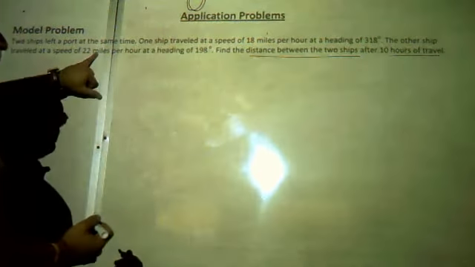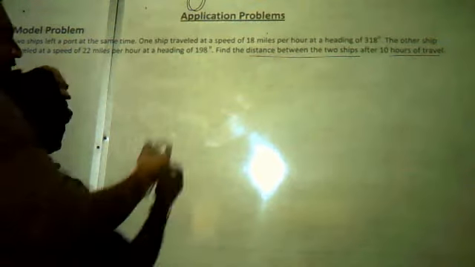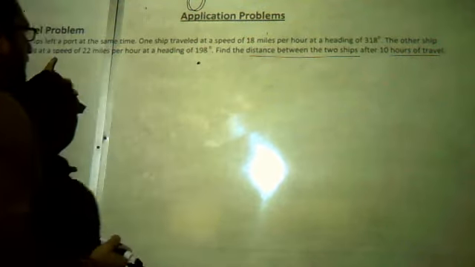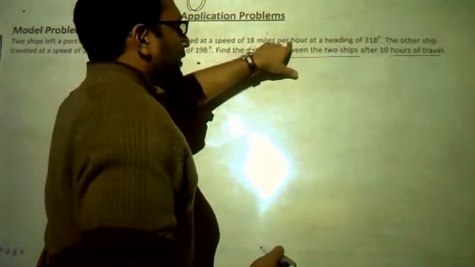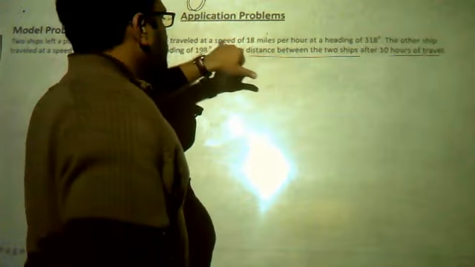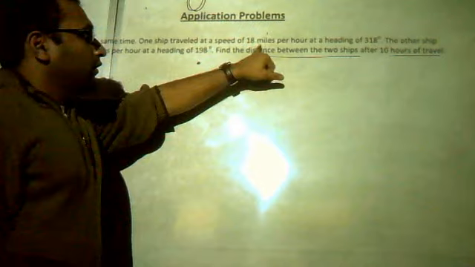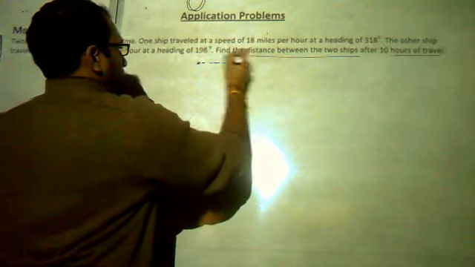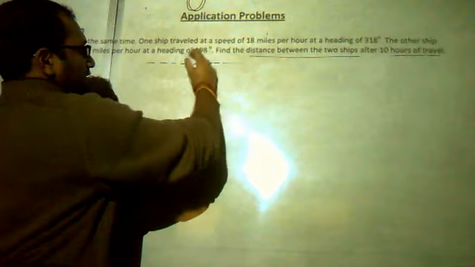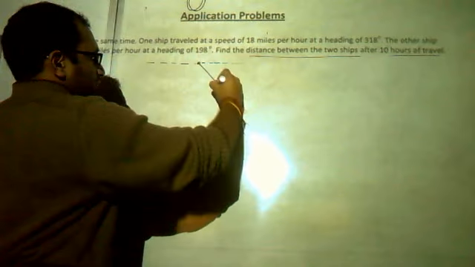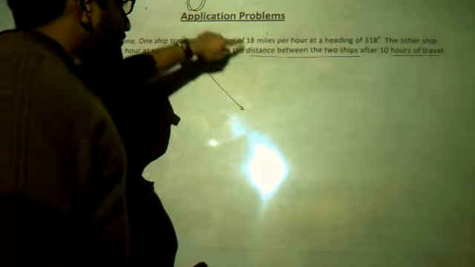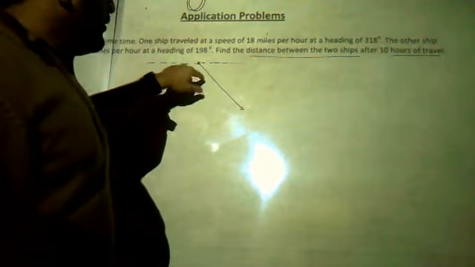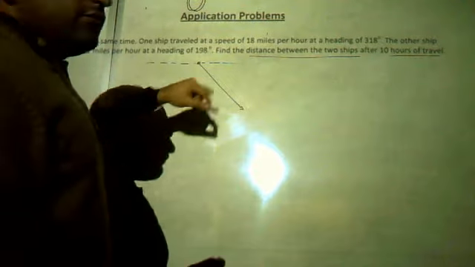Two ships left a port at the same time. Let's just call this our port. We had two ships that left that port at the same time. One ship traveled at a speed of 18 miles per hour, heading 318 degrees. Let's just say this is our reference point, the shore. Well, 318 degrees on a compass would take the ship this way. So the ship travels 318 degrees from the shore. How far does it travel, you might ask?